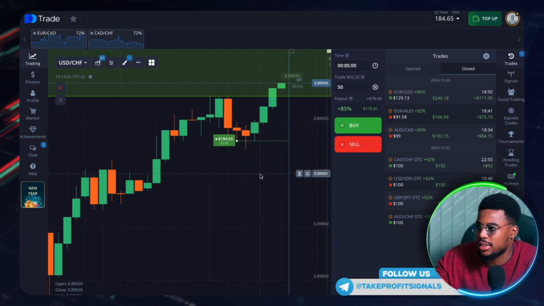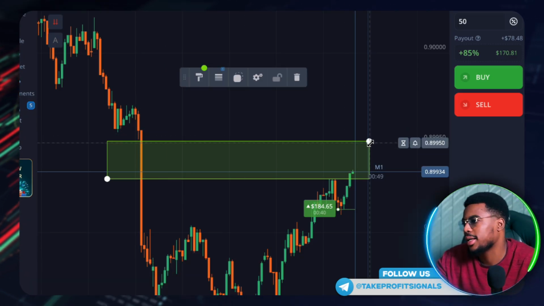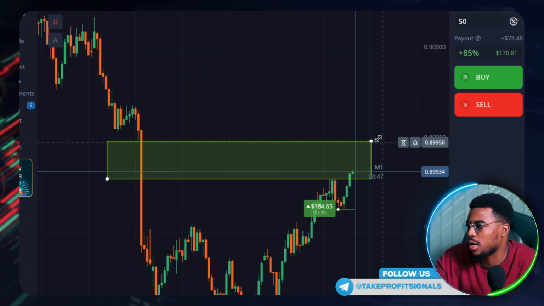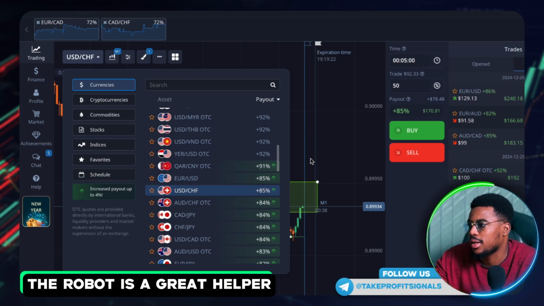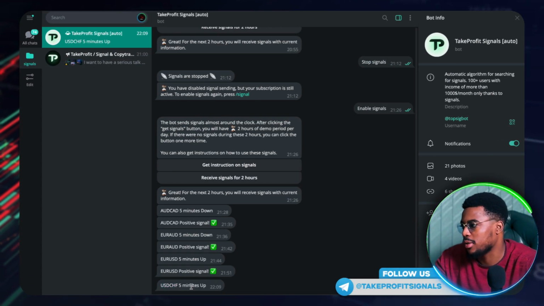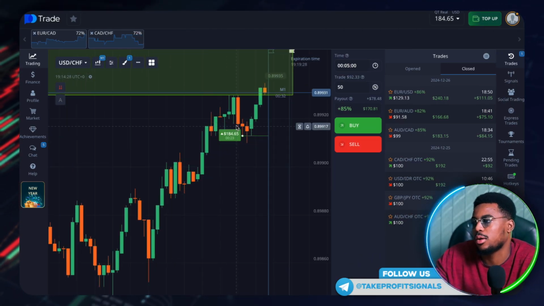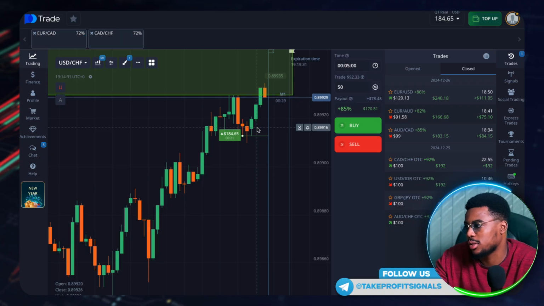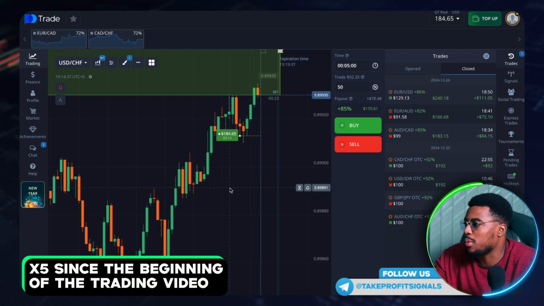Well friends, I teach you every day that all imbalances must be covered in the market, and it was an obvious signal even without the robot. Just the robot helped me pay attention to this asset, because most likely without this wonderful assistant I would not have even opened this currency pair. But look, in 20 seconds we'll close a wonderful trade. I think the balance will exceed 500. This means that we made x5.